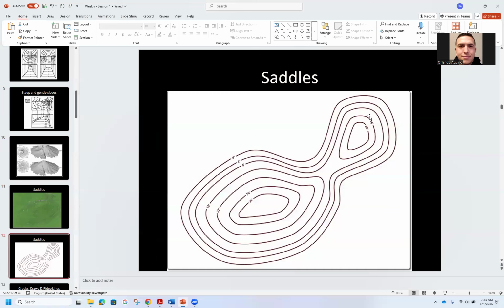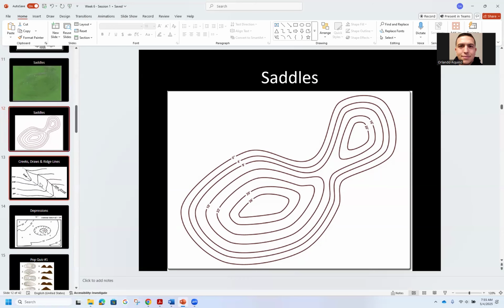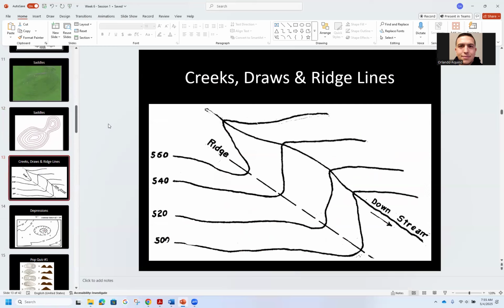And then the aerial view of that saddle, the same thing, what it would look like from the aerial view. Again, you have a steeper area in this piece and it flattens out. And then again, the top side is pretty flat. But there you have your little valley through here, and then another peak on the other side of the saddle. Creeks, draws, and ridges.